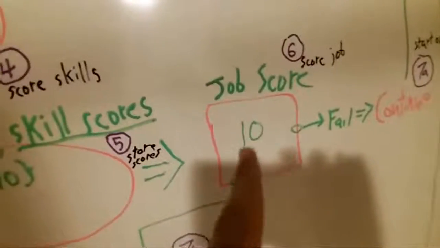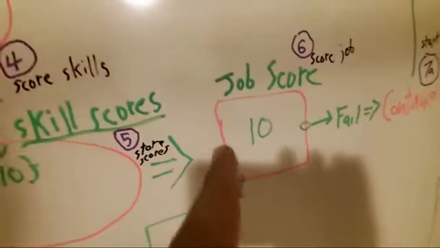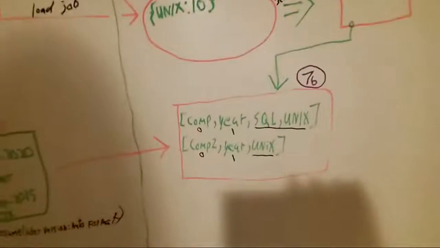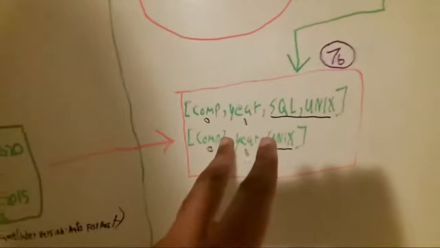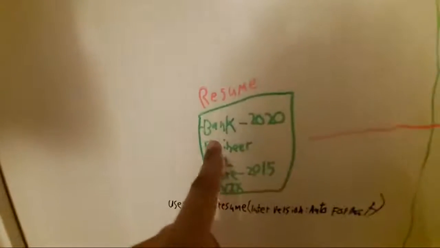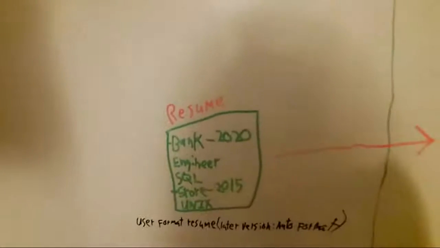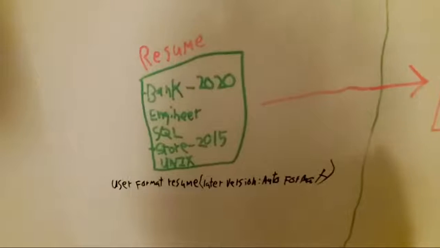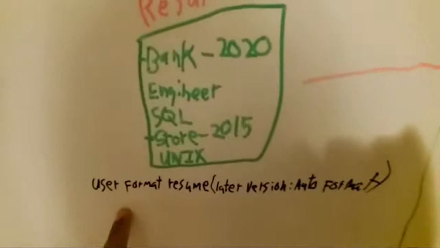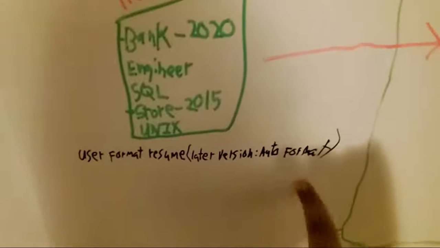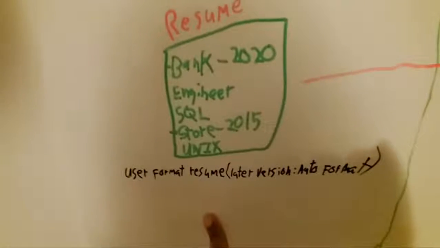Now, if the score is high enough, so we say this job is compatible with your background, then we go to 7B, which is basically you're going to consume the resume. So you have the resume ingester. So basically, we're going to take, again, starting crude format. We'll make it more fancy later on. So for now, we can see my note here. The user is going to format the resume. Later versions will have an auto format. But for now, user formats the resume.